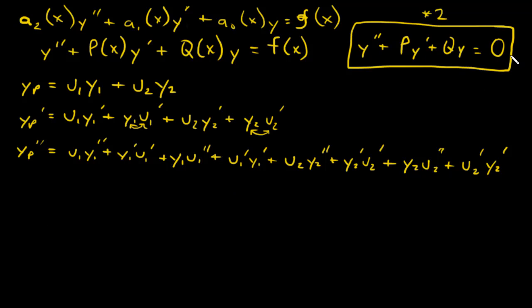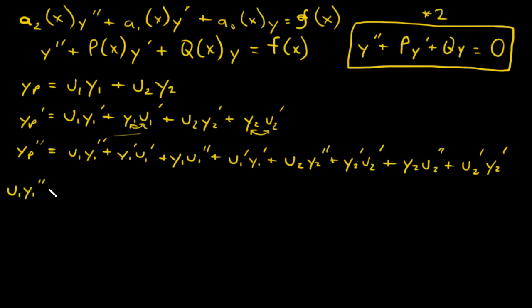Let's say that we have this homogeneous equation right up here where the f of x is equal to 0. So I'm now going to fill in these three expressions into this DE. I'm going to start with the y double prime.